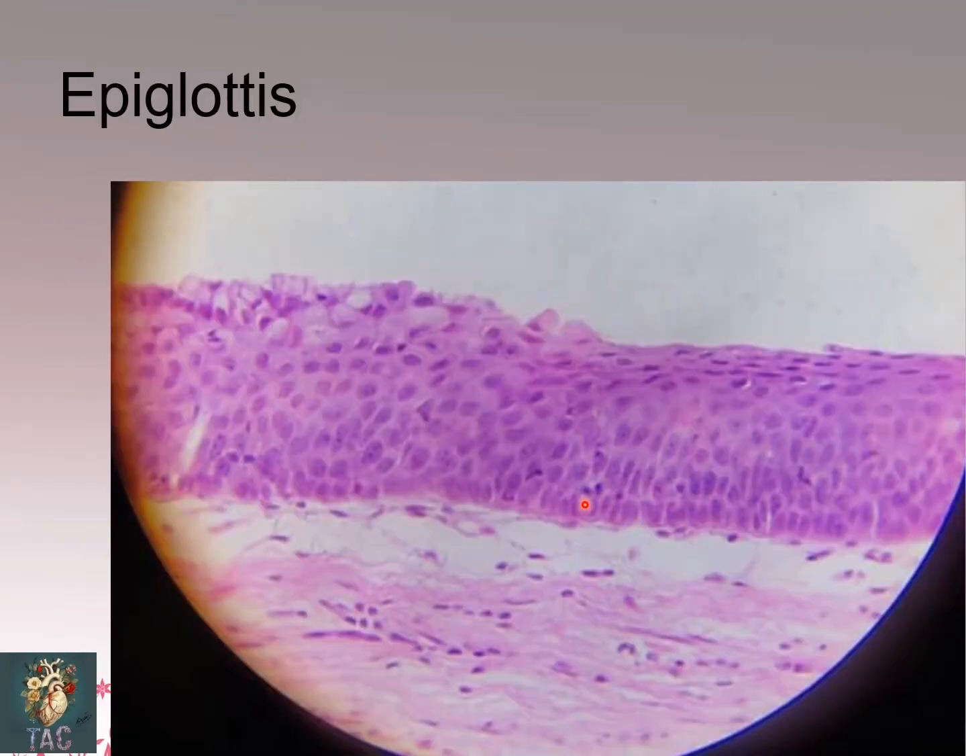This is another slide of the epiglottis, taken from the view where the epithelium is changing from pseudostratified columnar ciliated epithelium to stratified squamous non-keratinized epithelium. This is the transition zone, where the epithelium is changing from respiratory epithelium to stratified squamous non-keratinized. At the surface you can see the squamous cells, while in this area goblet cells and cilia are also present. Beneath the epithelium you can see the moderately dense irregular connective tissue of the submucosa.